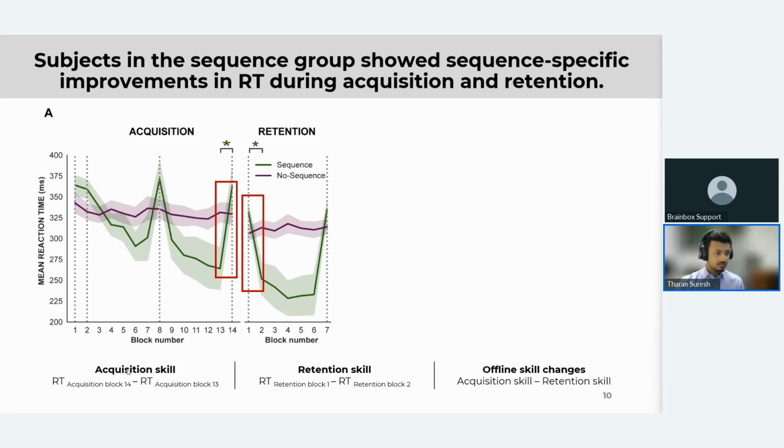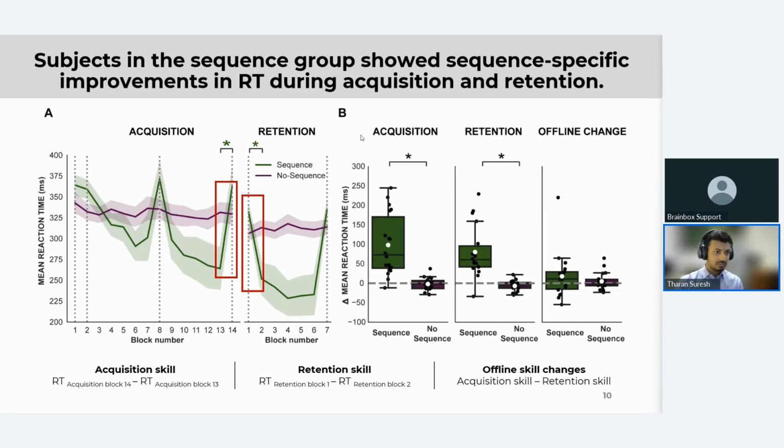And information of these three metrics are plotted here in panel B. So difference or change in mean reaction time along the y-axis for each group on the x-axis. And we see that the sequence group acquired the skill and they were able to retain it. However, there was no difference in offline changes between the two groups.